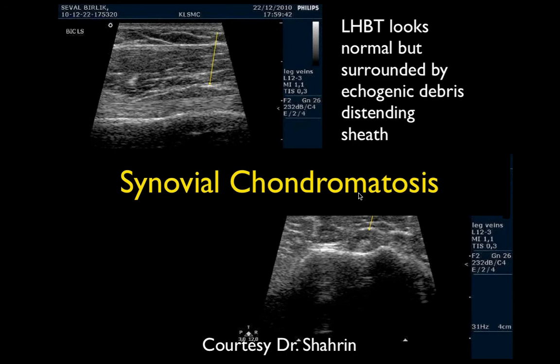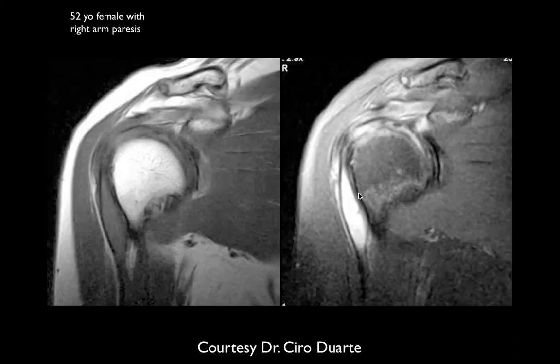Yeah, this was synovial chondromatosis. It actually involved a little bit of the biceps tendon sheath, but the bulk of this was in the subcoracoid bursa. Okay, Sean, what do you think of this case?